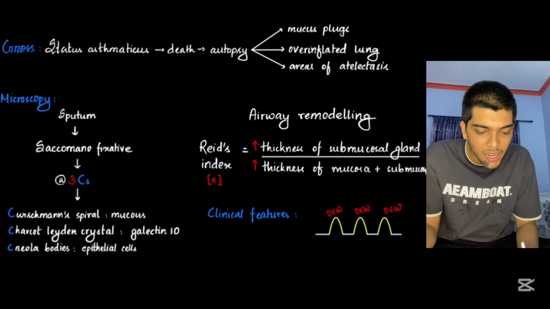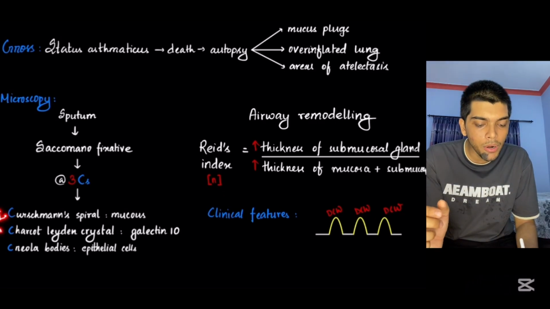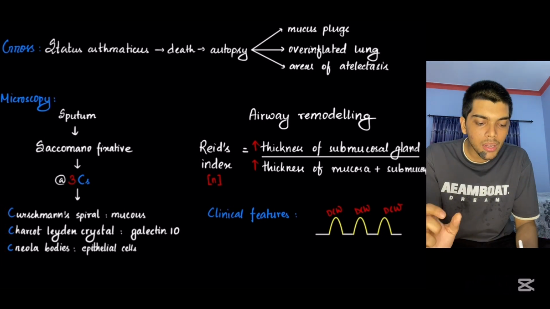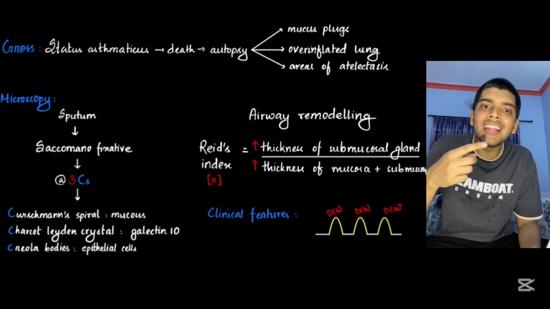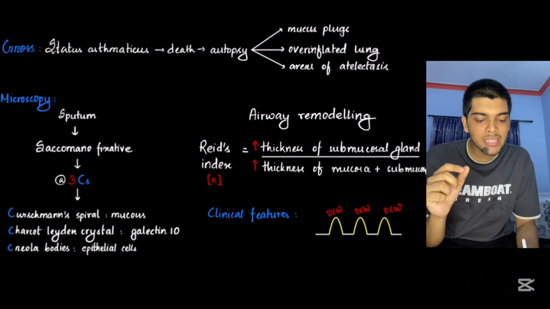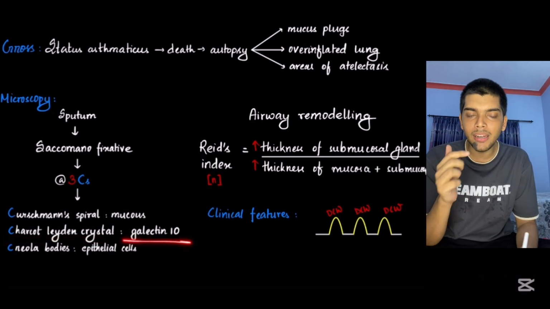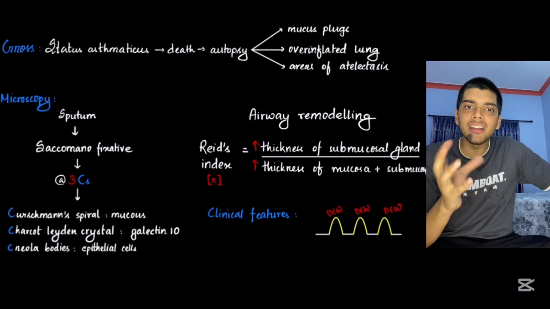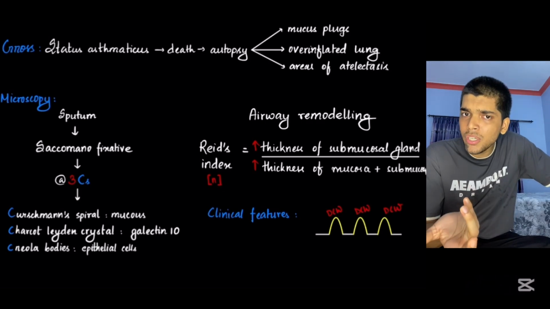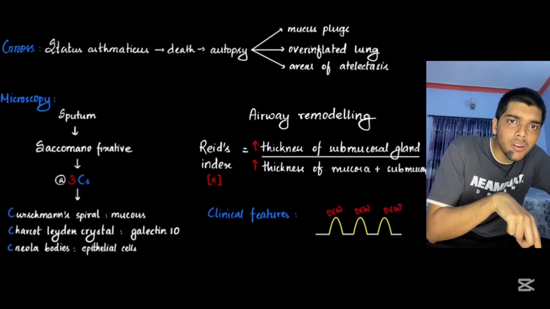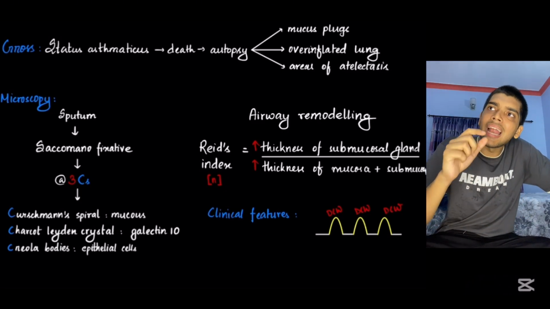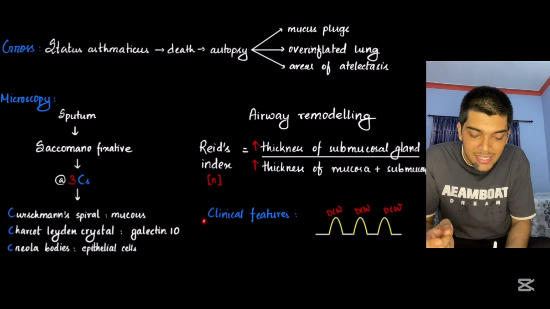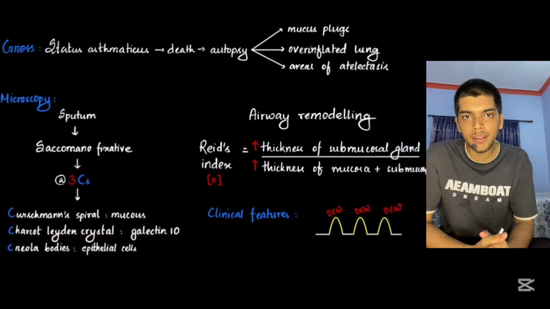What are the 3 C's? Number 1, the Curschmann spiral. Number 2, the Charcot-Leyden crystal. Number 3, the Creola body. The Curschmann spiral is nothing but spirally coiled mucus that gets coughed out. Charcot-Leyden crystal is nothing but galectin 10. What is galectin 10? During asthma, especially allergic asthma, there is increased number of eosinophils, because during allergy, what comes? Eosinophil comes. Derived from eosinophil is galectin 10, and galectin 10 forms a crystal-like structure, which is the Charcot-Leyden crystal.